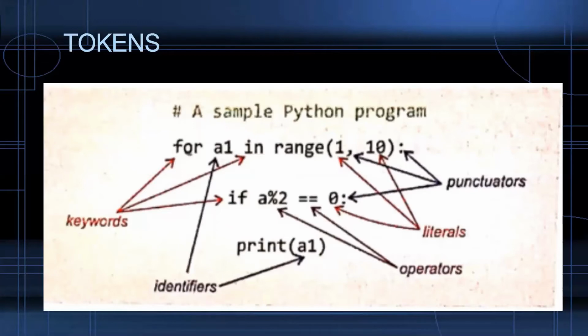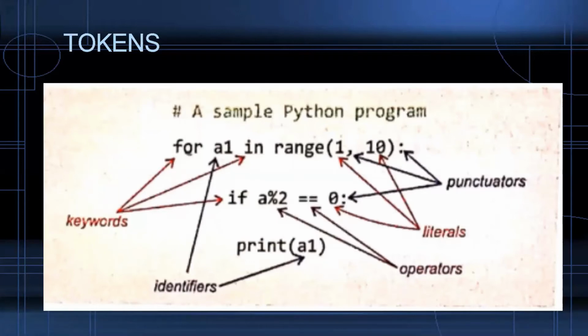The second type is floating point literals or real literals. They represent real numbers and are written with the decimal point dividing the integer and fractional parts. The third one is complex number literals. As we all know, it will be of the form a plus bj, where j is equal to root of -1, which is an imaginary number.